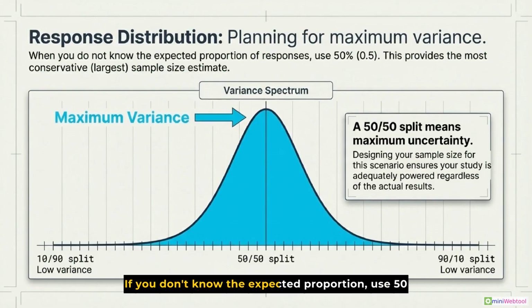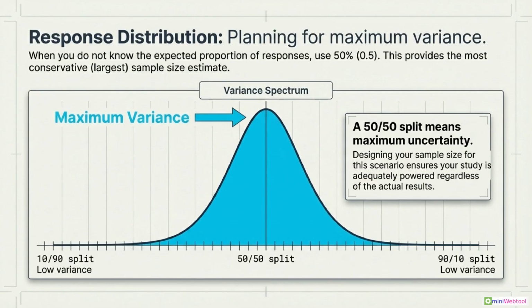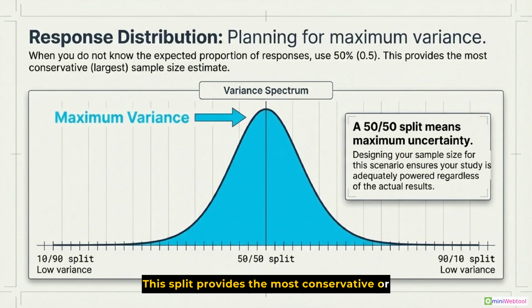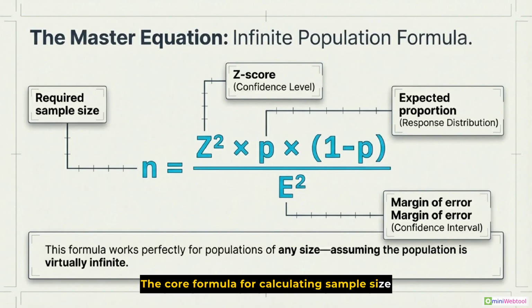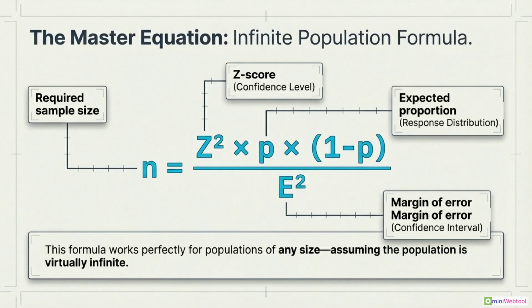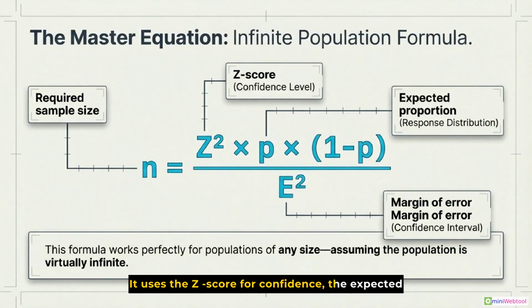If you don't know the expected proportion, use 50-50. This split provides the most conservative or largest sample size estimate, ensuring your study is adequately powered. The core formula for calculating sample size assumes an infinite population. It uses the z-score for confidence, the expected proportion, and the margin of error.